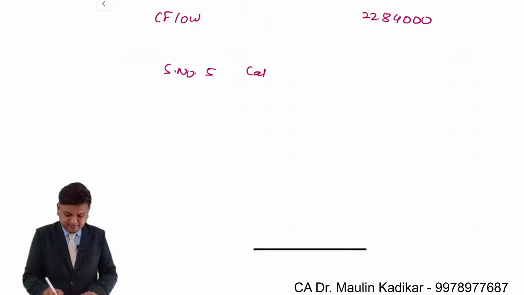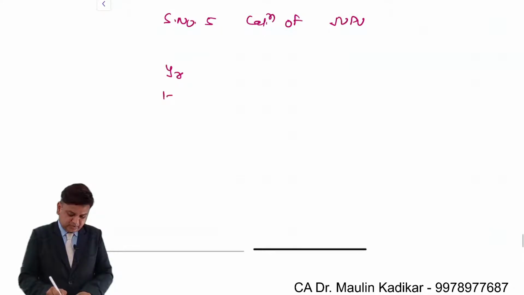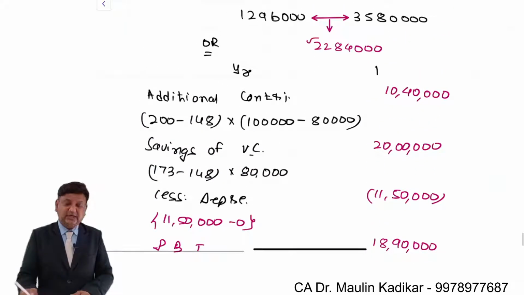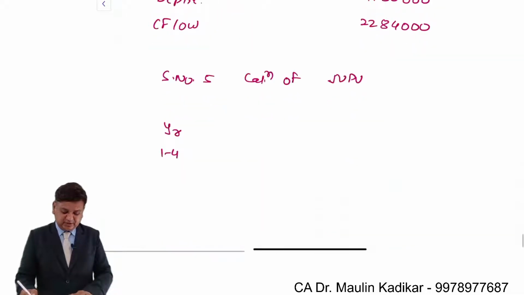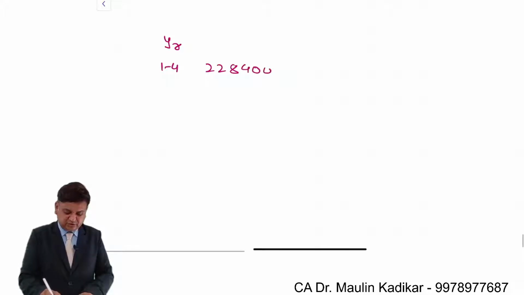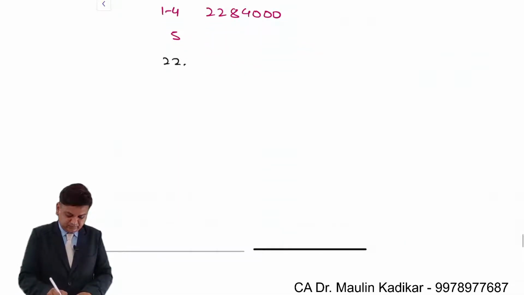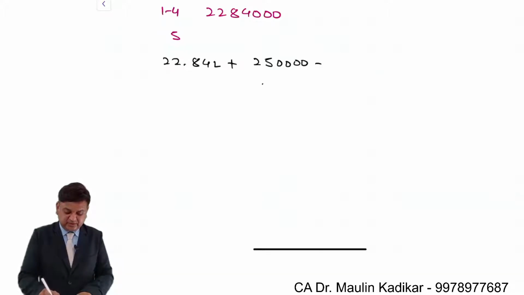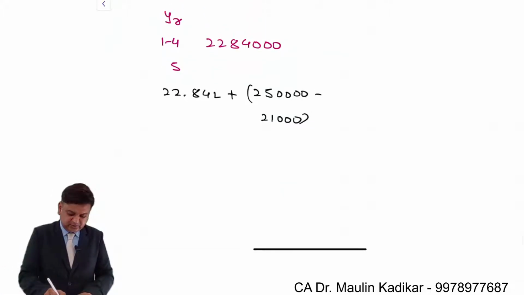Step number 5, calculation of incremental NPV. Okay, all these are incremental values. So year 1 to year 4, this is the way you can compute the incremental cash flow, because with the replacement of the machinery, you are able to get the cash flow equal to this. Otherwise, this is the cash flow that you could have received. So due to replacement, you are able to receive higher cash accrual by 22,84,000, which you can find like this also. In the fifth year, it is 22,84,000 plus the terminal cash flow 2,50,000. Otherwise, it would have been 21,000. So 2,50,000 minus 21,000, so 2,29,000 is the increase over 22,84,000. So it is 25,13,000.